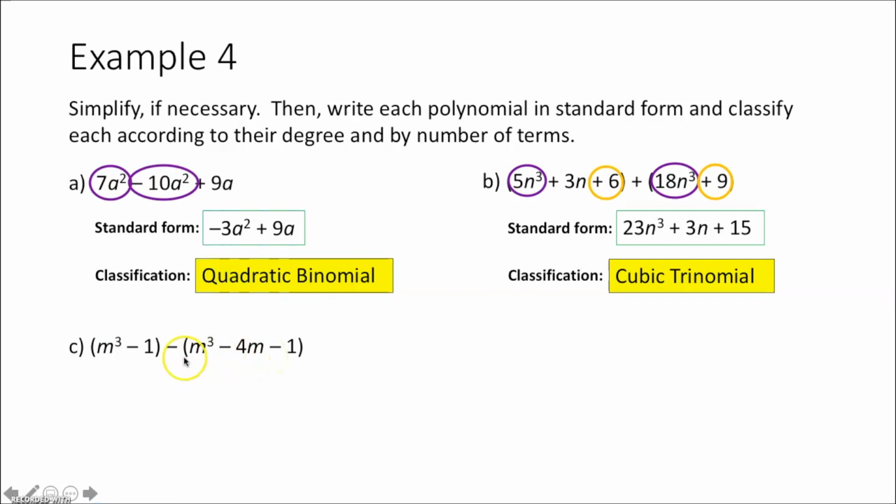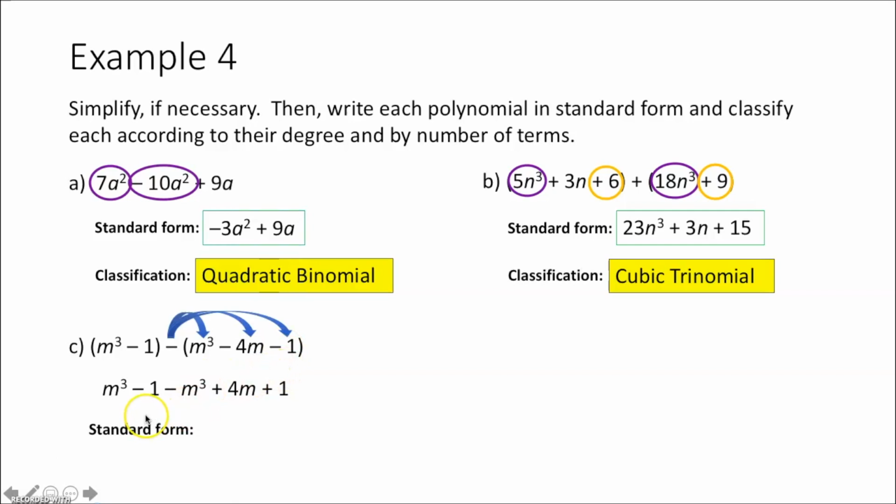Well, how do we do this? Remember, anytime there's a minus sign out front of the parentheses, it's the same thing as if you were distributing a -1. So we need to distribute this negative. So let's go ahead and do this. We're going to take this negative and multiply it to the m cubed, the -4m, and the -1. So this becomes m cubed minus 1 minus m cubed plus 4m plus 1.